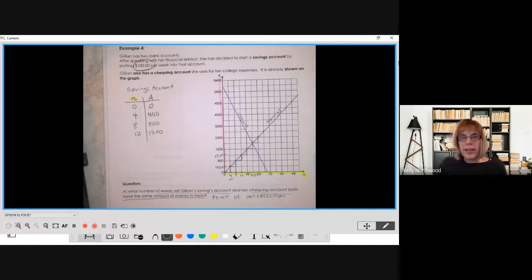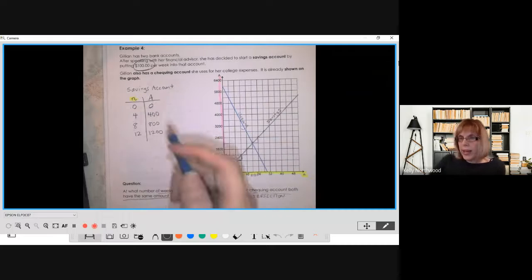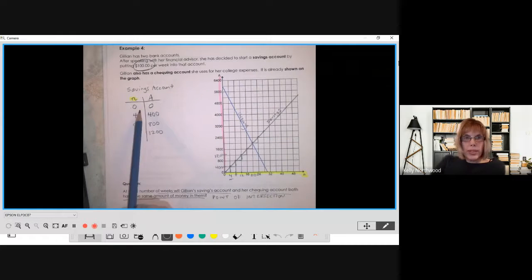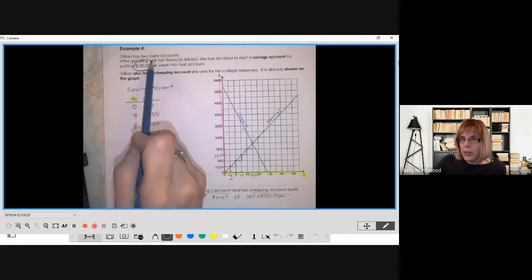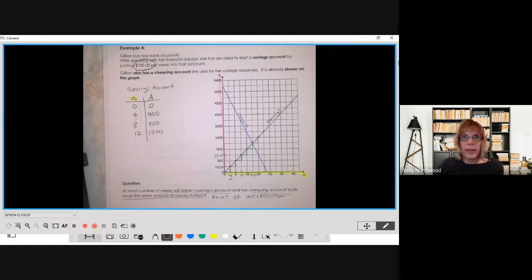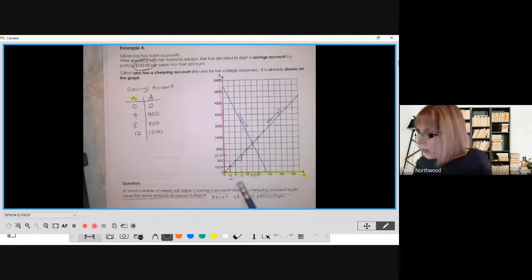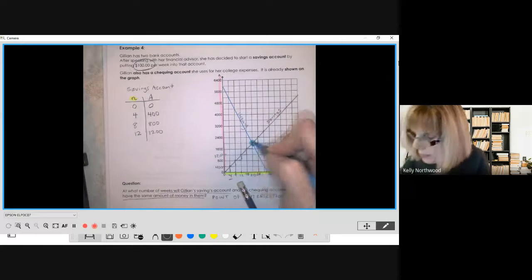So now we've drawn both lines on the graph. One was given to us, one we had to make our own table, take clues from the axes to help us make the table and help us choose the correct numbers for N, and then use the $100 per week to figure out what belongs in our A column. So now we can finally answer the question. So here's our point of intersection right here.